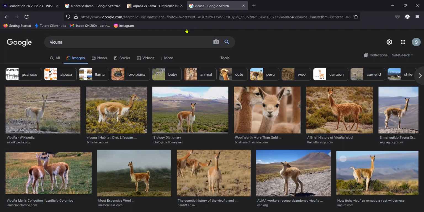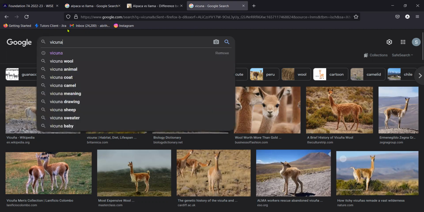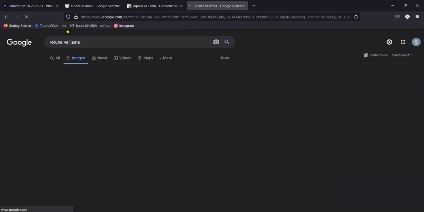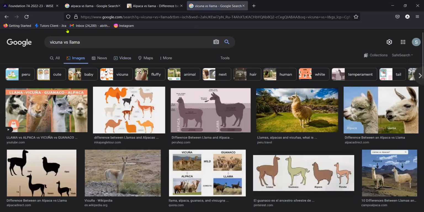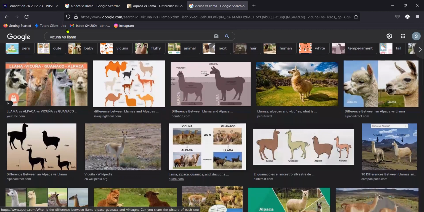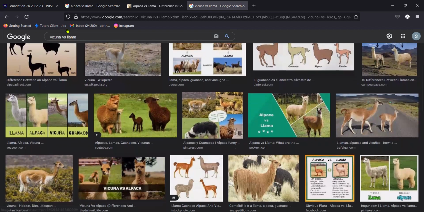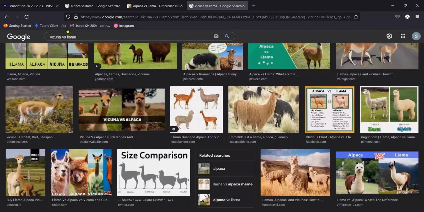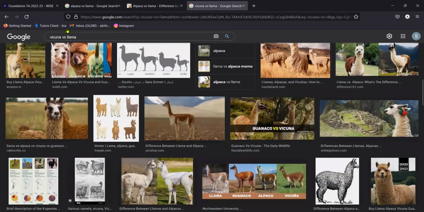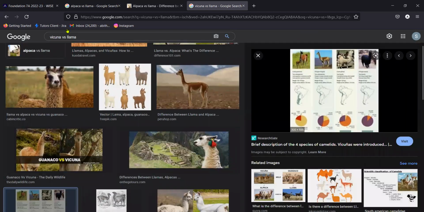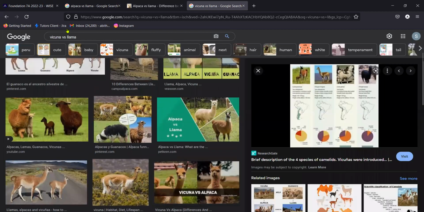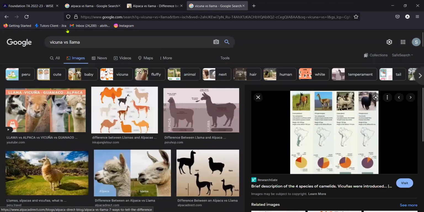Ma'am, I have one doubt. What is the difference between vicuna and llama? Ma'am, vicuna looks like a deer-like llama. This vicuna has little fur, llamas have more fur than them. Oh, I also have pictures, ma'am. Can I also show by share screen?